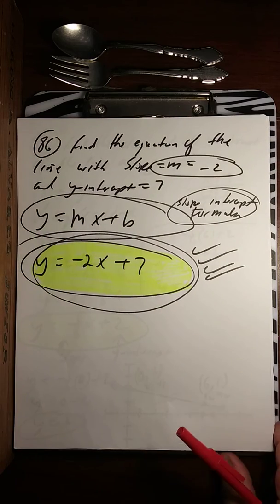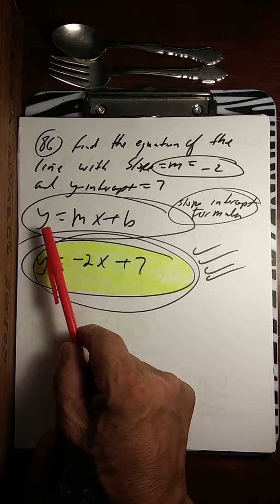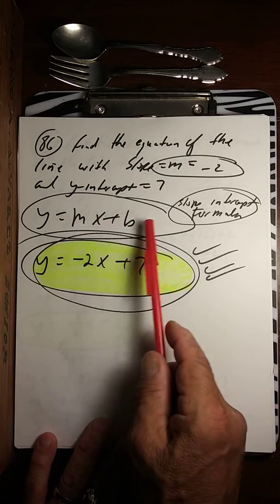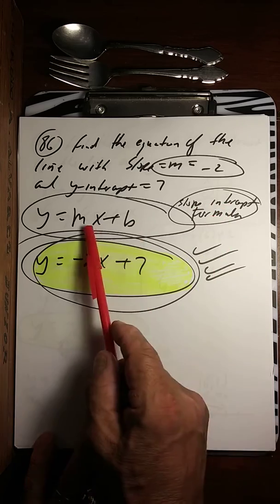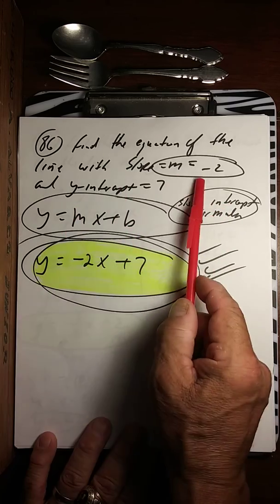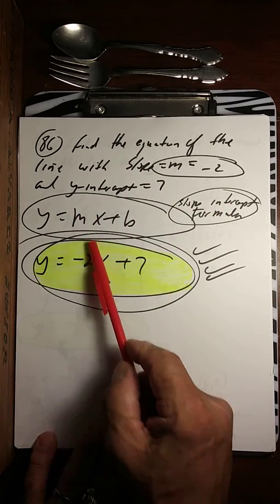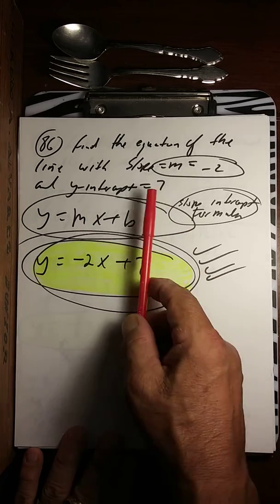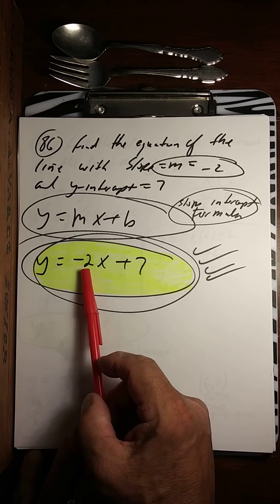Next one. Find the equation of the line that has a slope and an intercept. This is the slope-intercept formula. Y equals mx plus b. Remember that from the old days? Slope-intercept formula. So do you know what the slope is? Yes, it's negative 2. Put it in there. Do you know what the intercept is? Yes, it's 7. So y equals negative 2x plus 7.